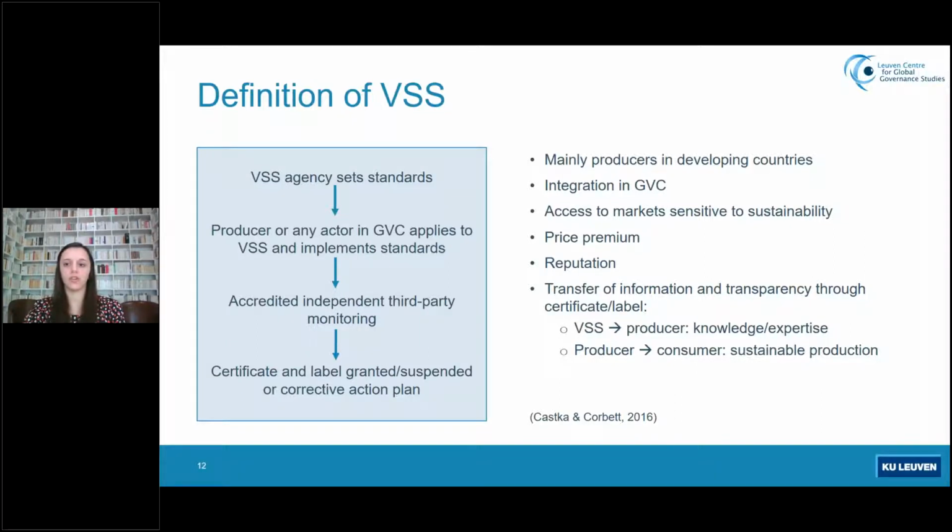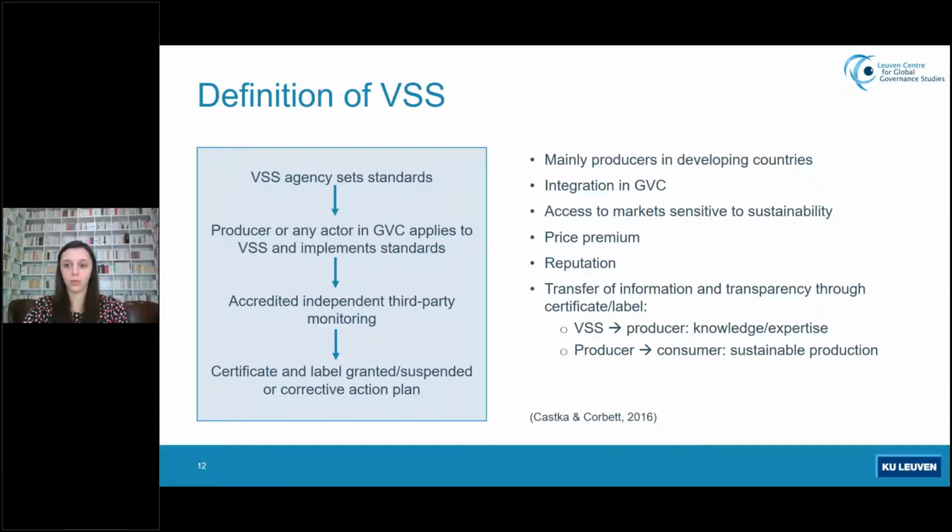And if the VSS adopter does not comply with the standards, then corrective action plans can be developed, which basically consist in drawing a plan of different adjustments that the VSS adopter has to make in his practices in order to comply with the standards. But also, the VSS agency can decide to suspend the certificate for the VSS adopter in case of non-compliance. That differs between different VSS schemes.